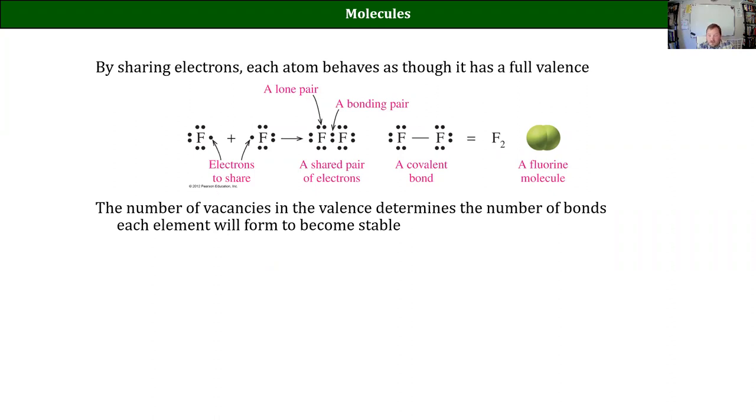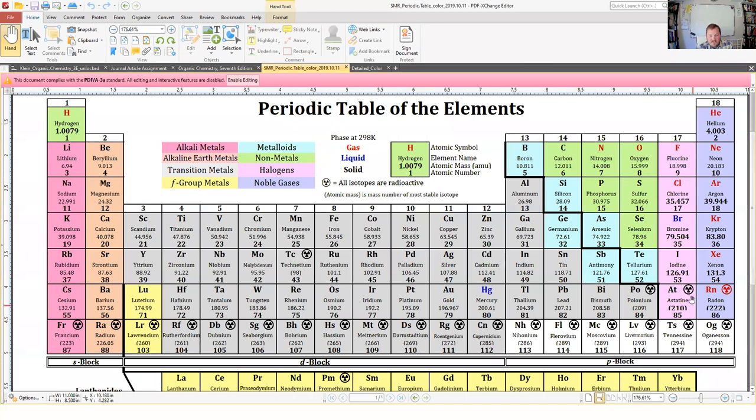So the halogens in column 17, they all only have one vacancy. They only have one empty spot because they each need to gain a single electron to become stable. So the halogens and hydrogen, for that matter, are only going to make one bond, generally. Oxygen and sulfur have two vacancies, and selenium, for that matter. But we see it most commonly with oxygen and sulfur. So they are generally going to make two bonds.